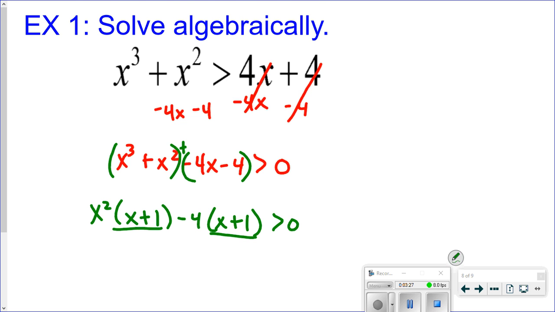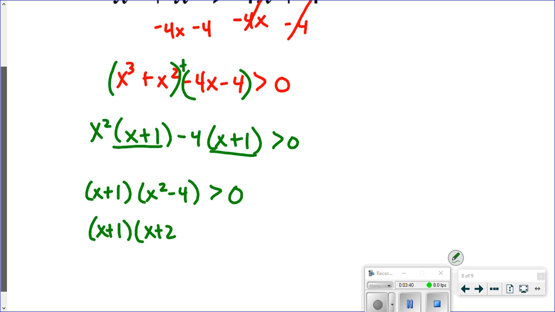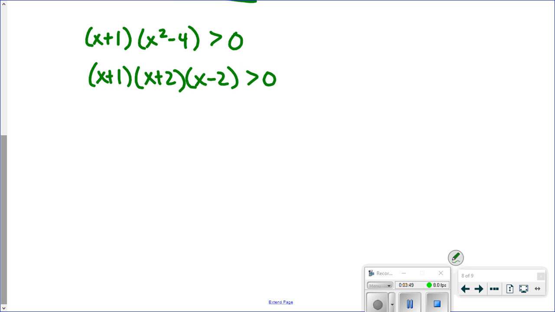Then what I actually do is factor out that group, so x plus 1, and then I'm left with x squared minus 4, which then factors to x plus 2, x minus 2. Okay. So I can find my critical values, my zeros of this polynomial. So that's what I'm going to do first. So CV for critical values. So I have negative 1, negative 2, and 2.